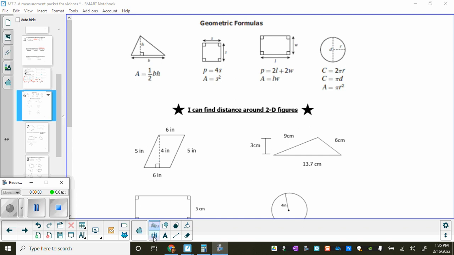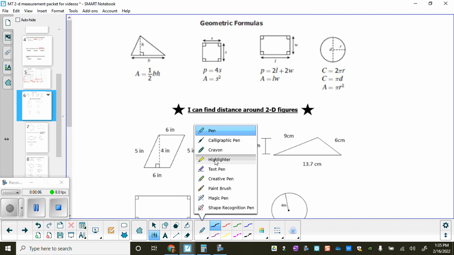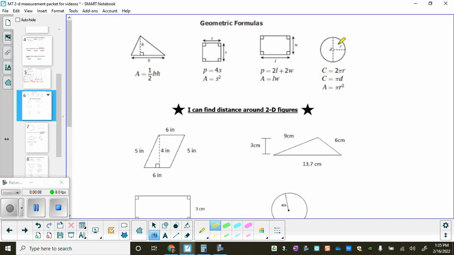All right, hey everybody. So in this video, what we're going to be looking at is some formulas from our formula sheet that you will have access to anytime you're working in this class or on an SOL. You will always have access to the formulas, so you do not need to memorize any of these formulas.